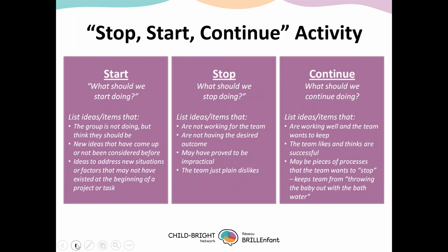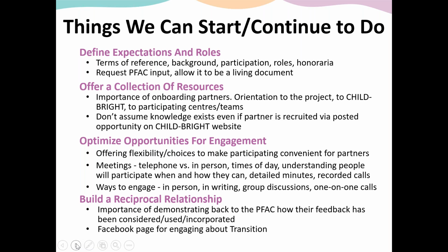And then what should we stop doing? So what's not working very well for us? What's not having the desired outcome? And then, of course, what can we continue to do? So what are the things that we're doing well or people like or that's working? And so the next slide that I have for you is a listing of all of the things that came out of that conversation.